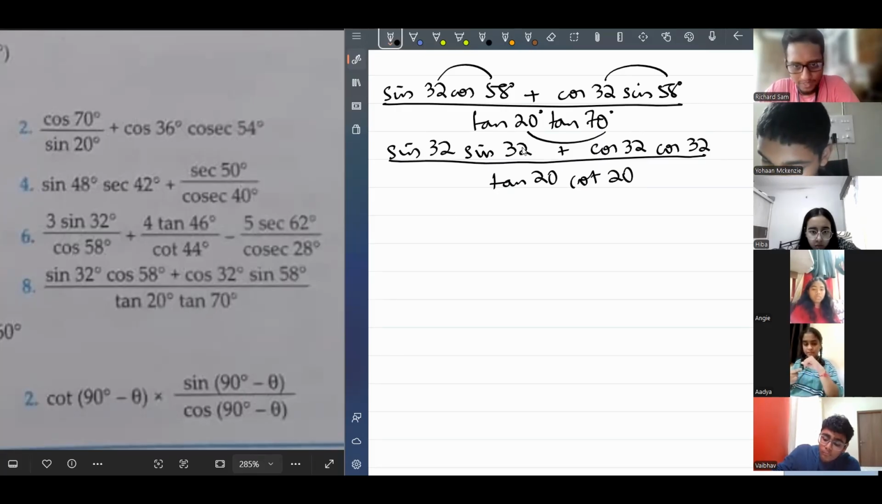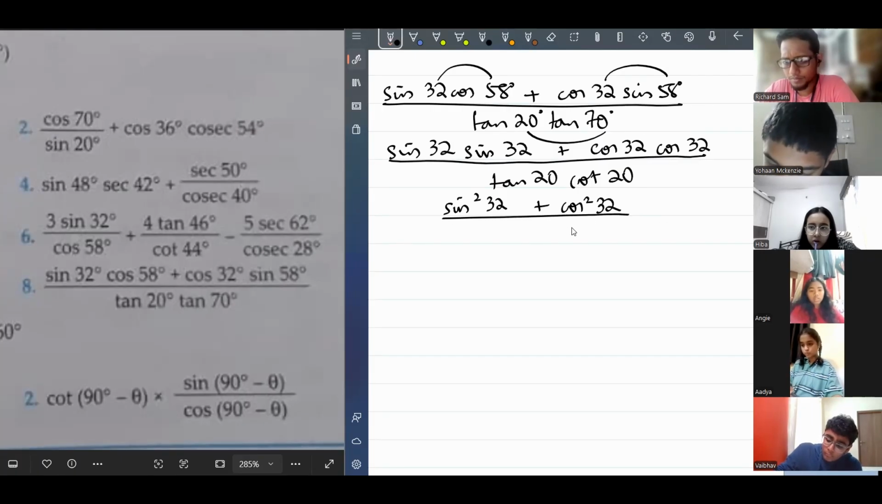Now sine 32 into sine 32 becomes what? Sine square 32. And cos 32 into cos 32 is cos square 32. Eba, did you do this? Yes, sir. I used cos square 58, and then I got the answer as well. And sine square 58. Yes, sir. Yeah, but then what did you do after this?